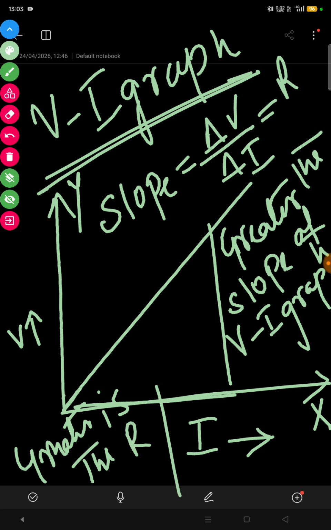So the more the slope of the VI graph, the more will be the resistance offered. The slope, delta V by delta I, gives us the resistance of the conductor. So greater the slope of the VI graph, greater is the resistance of the conductor. This is very important.